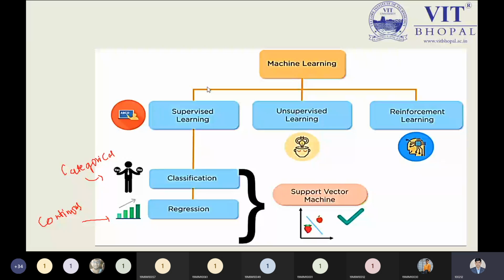Unsupervised learning and reinforcement learning, we will discuss from time to time. But now let us start the support vector machine. Till now, if you have any doubt, you can ask me right now. Yes, please tell me any problem you are having. Please, you can ask me right now.